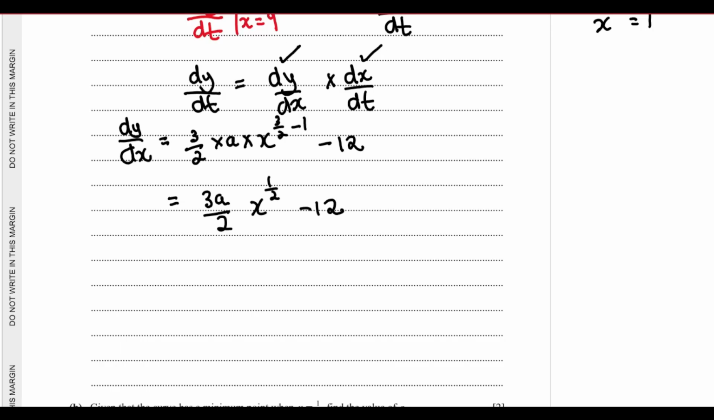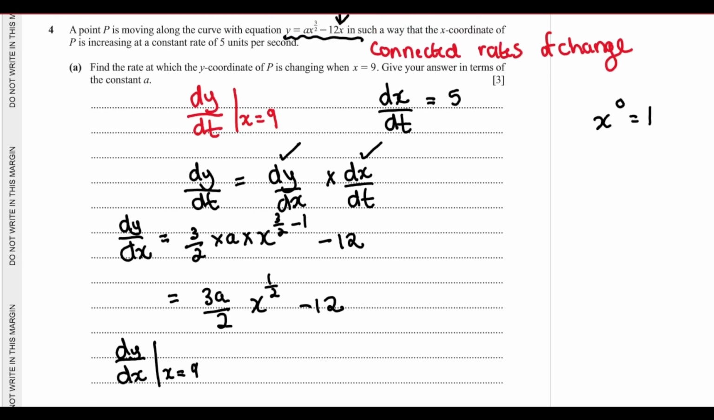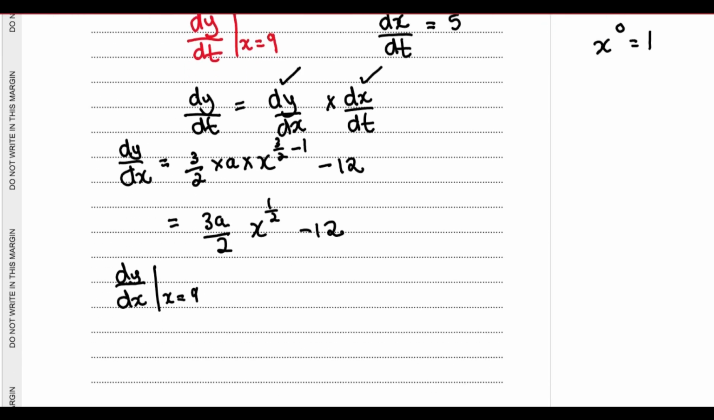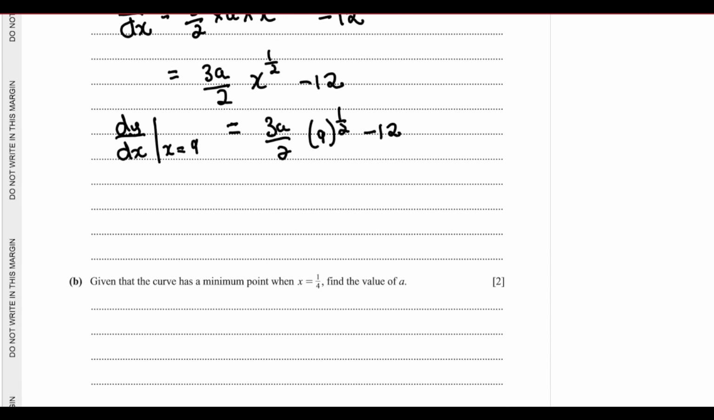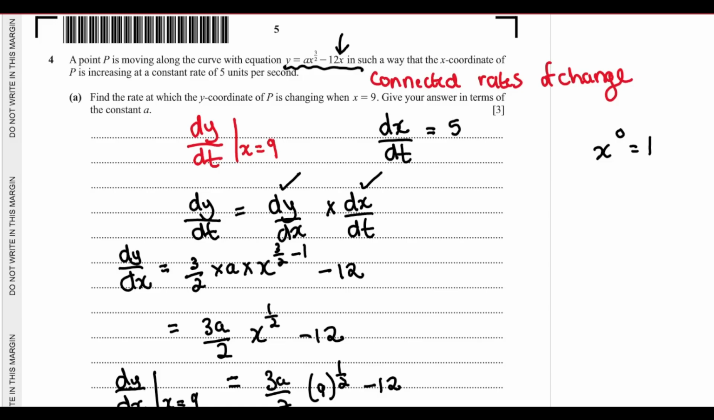Okay, now let's find this when x is equal to 9, because we want dy/dt when x is equal to 9. So I'll just substitute 9 over there. 9 to the power of half is the square root of 9, so we'll end up having 9a over 2, because we'll have 3 times 3a over 2 minus 12. Okay, now let's use the chain rule over there.